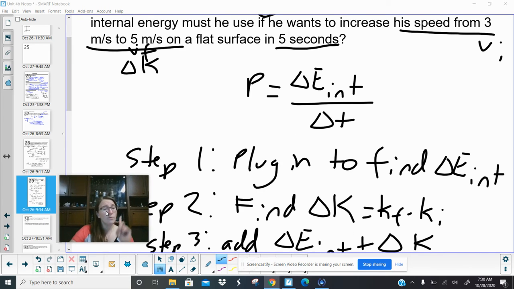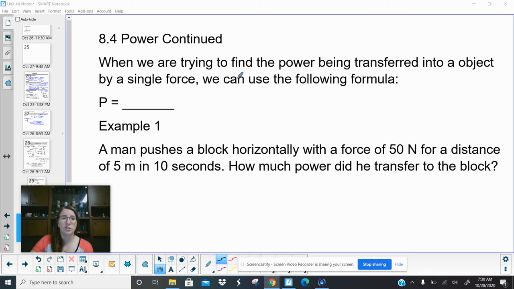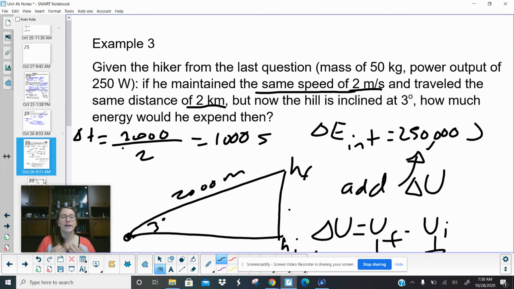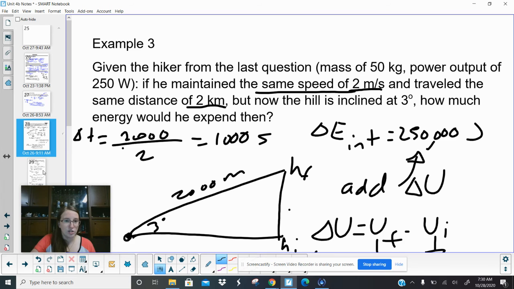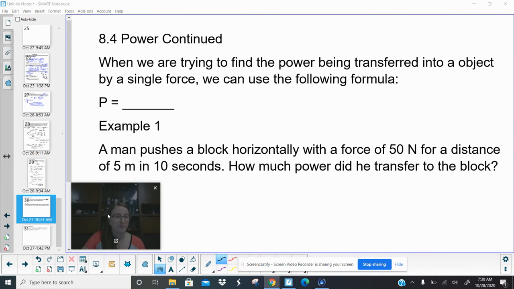Okay, there is one more type of power question you're going to be looking at. So we're going to do just a little bit of note right here, and then we'll try 2 more questions, and then we're done. There are some questions where you're talking about the power being transferred into an object by a single force. In the previous questions, we were talking about the energy that somebody has to expend inside their body, like an actual person.